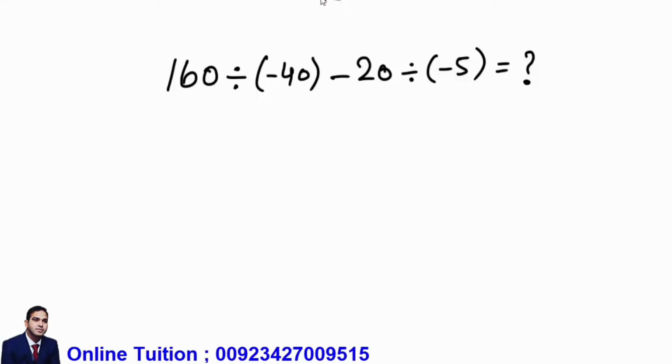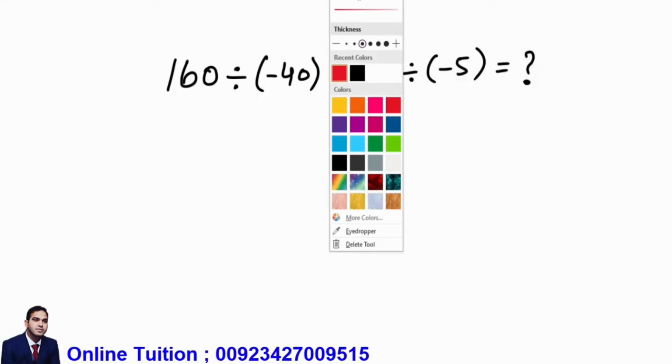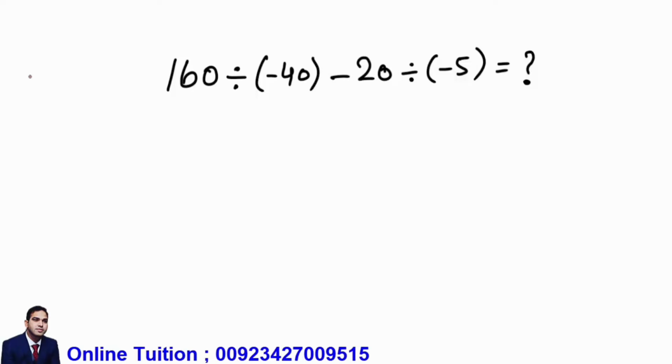So, starting this question, first of all, you have to remember the DMAS rule. What is DMAS? Division, multiplication, addition and subtraction. First of all, follow this rule. Okay, now what are the signs, the mathematical symbols used in this question? This is a division sign and this is a negative sign, this is a division sign. So, this is a value, this is a value, this is a value, this is a negative value, this is a negative value.